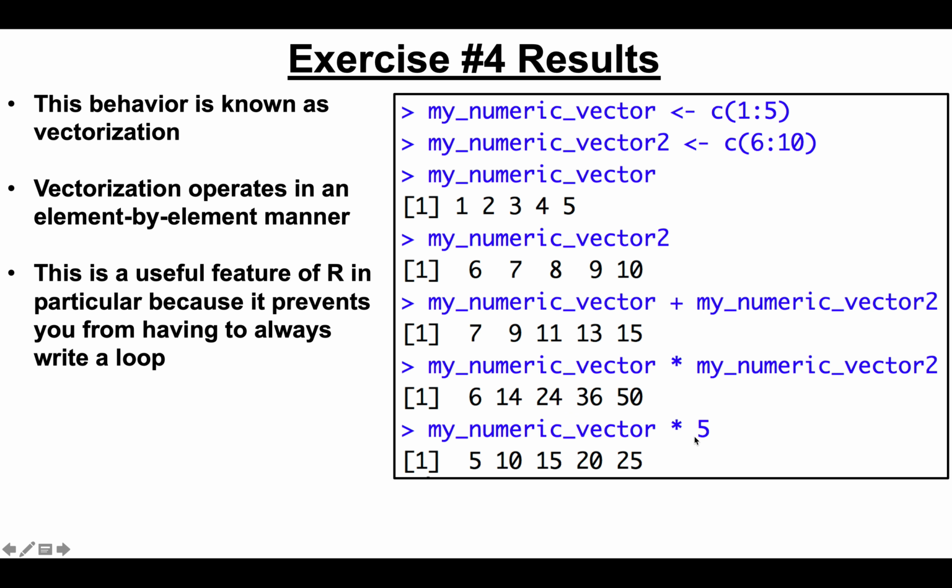Then it's going to see there are no more elements of this vector, so it's going to do what's called recycling. It's just going to reuse the value 5, since it's all it's got, and multiply that by 2 to give us 10. It'll recycle again, times 3 is 15, and so on. This is a really nice built-in capability of R that will come in handy when you're analyzing data.